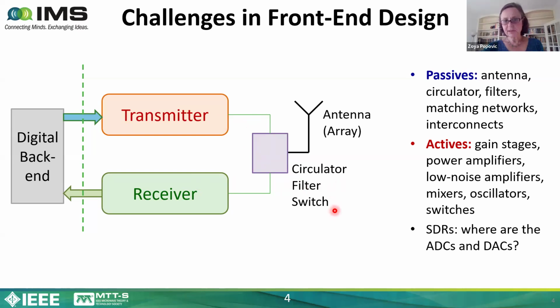So passive parts of an analog front end include the antenna, circulator, and a filter, and then various matching networks in the transmitter and receiver, and all kinds of interconnects, including interconnects to the digital backend. Actives include gain stages, so amplification, specifically power amplification in the transmitter, low noise amplification at the front of the receiver, and then the down and up conversion, which includes mixers, oscillators, and I also count switches as an active element. My definition is if you need a power supply and a control signal, it's active.